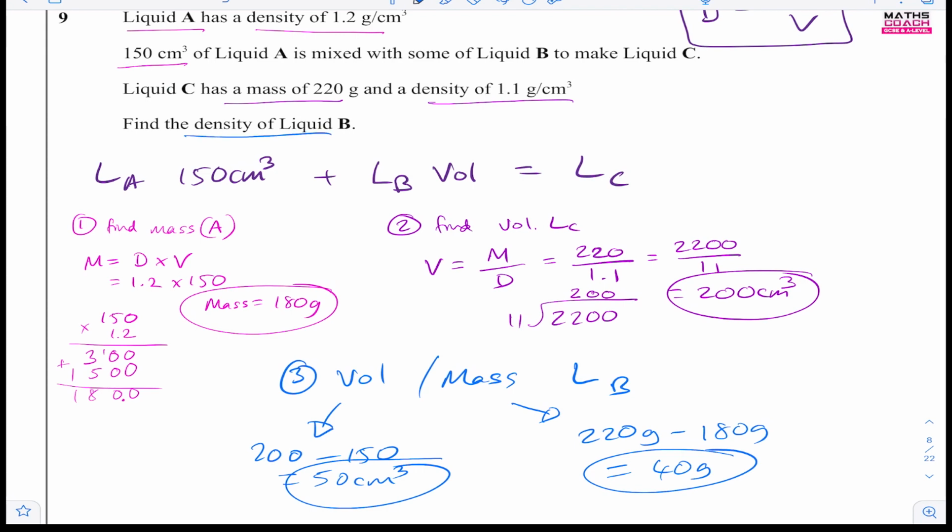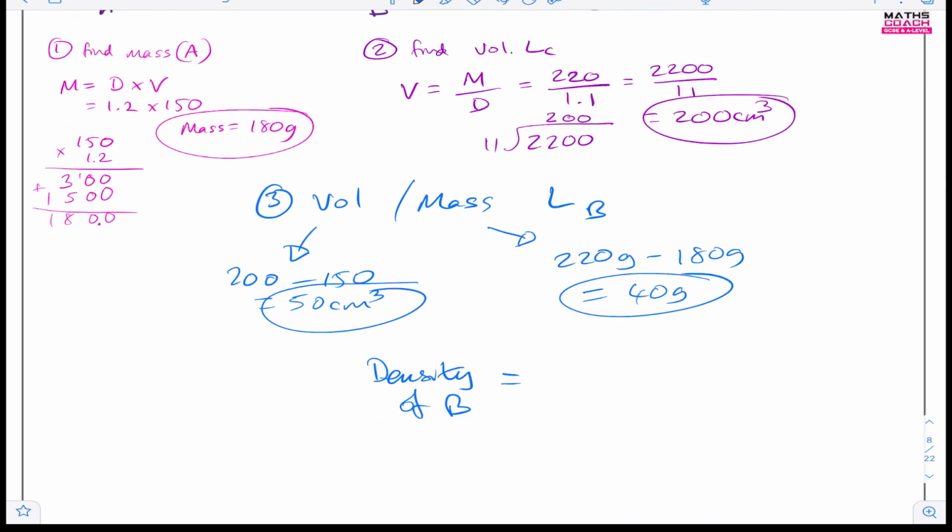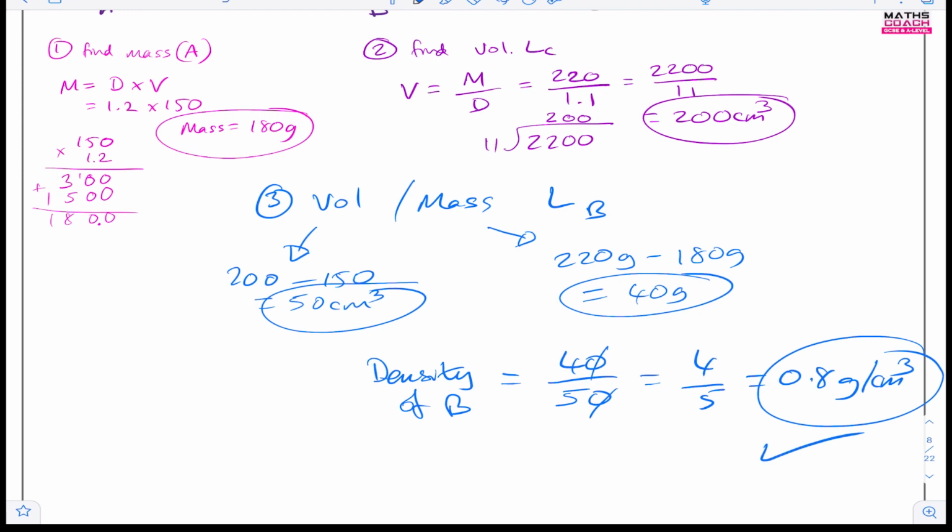We now need to just find the density using our formula D is equal to mass divided by volume. So the density of B is going to be the mass, which is 40, divided by the volume, which is 50, and that gives us 4/5, which is 0.8 grams per centimeter cubed. And that's your answer for the density of B.